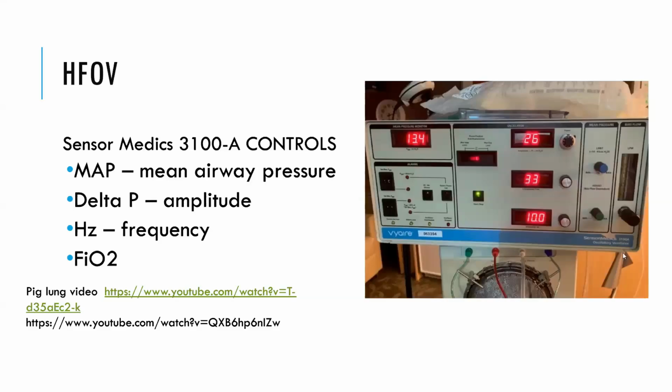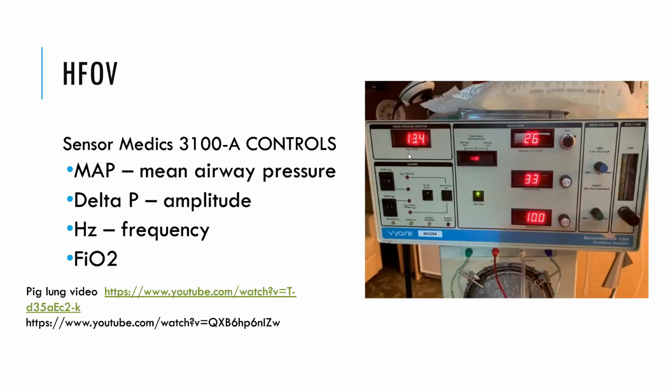Here's what the oscillator looks like. We have basically 3 settings that are going to change, and then we have our FiO2. Here is our mean airway pressure, our MAP. That's what's going to control oxygenation. Remember, that's the average constant pressure that's maintained in the lungs, which controls alveolar recruitment and oxygenation.